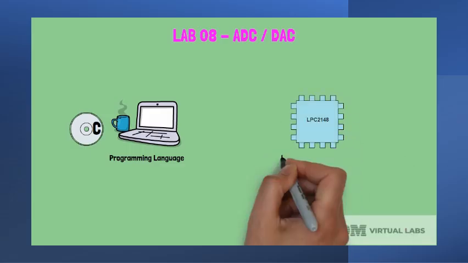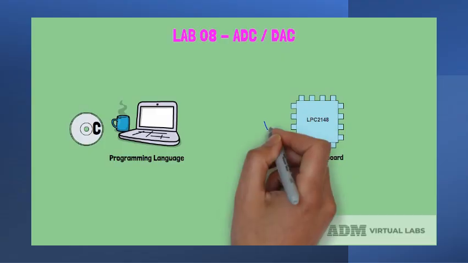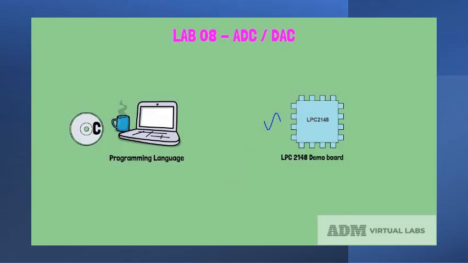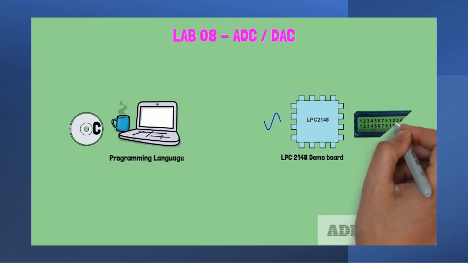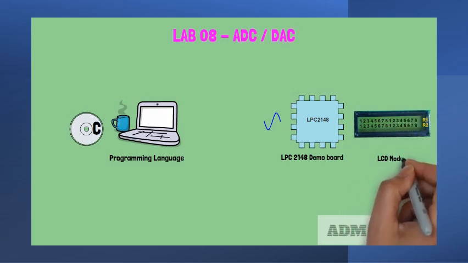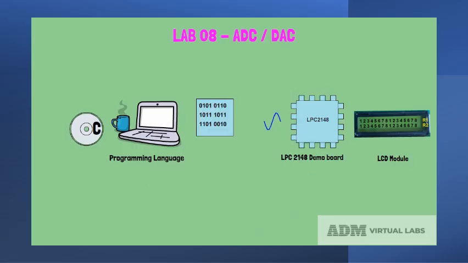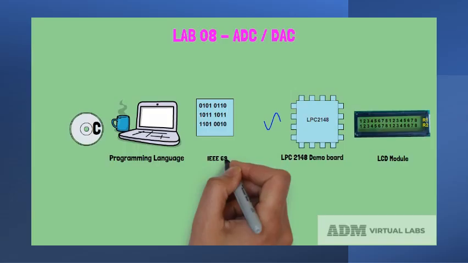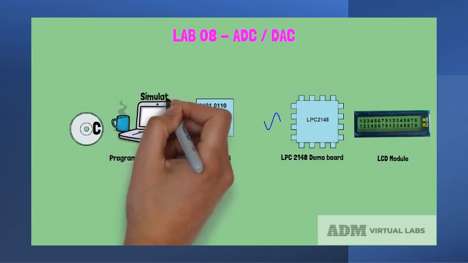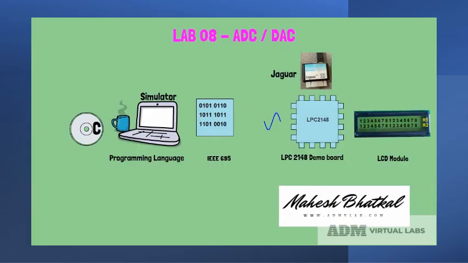Any embedded system project involves three important steps. The first step, we select embedded C as our programming language. The second step, LPC 2148 based evaluation board, and the LCD module to display voltage reading. Programs written in C are readable and easy to debug. To debug embedded C program on the PC, we use a simulator. We use a Jaguar debugger to download and test the program running on the target hardware.